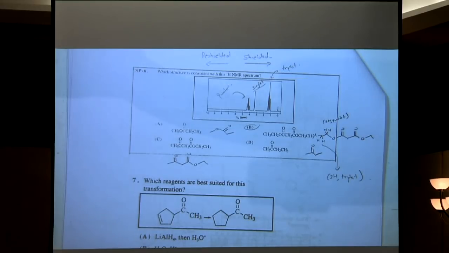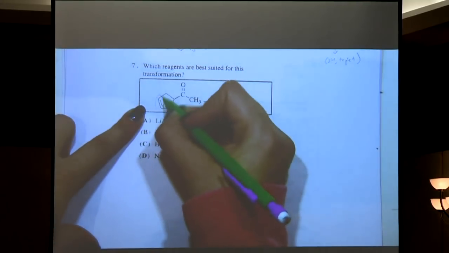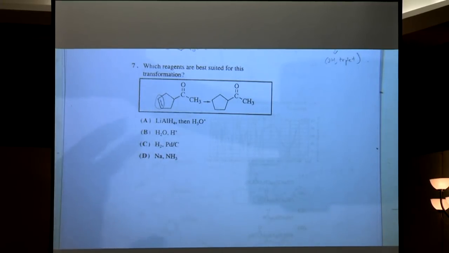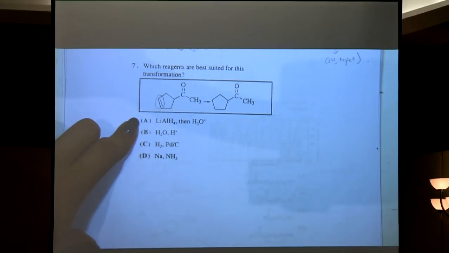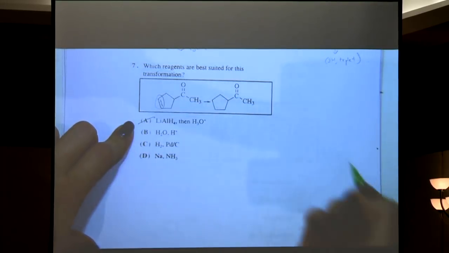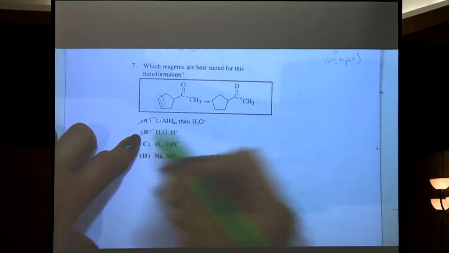So we're kind of running out of time, but next question. Which reagents are best suited for this transformation? So we are reducing this bond over here. That goes back to reducing agents and knowing what they're selective for. LiAlH4 usually reduces everything, so we'd probably mess this up, which we don't want. I haven't seen this being used as a reducing agent, so no.